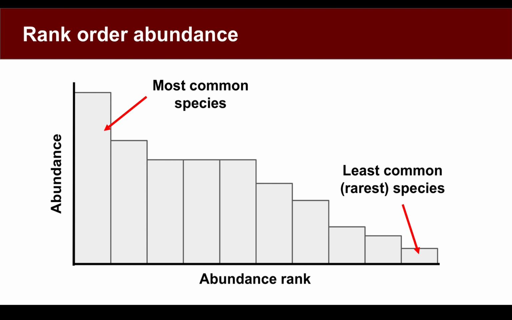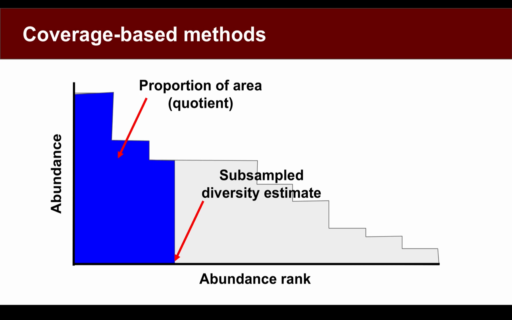So we can use this rank order abundance in several ways. One way is to treat it like a curve, so mathematically as a curve, and then you can use calculus to ask for different areas under the curve, and that's another way to subsample your data. So this is the general idea of how what are called coverage-based methods work.